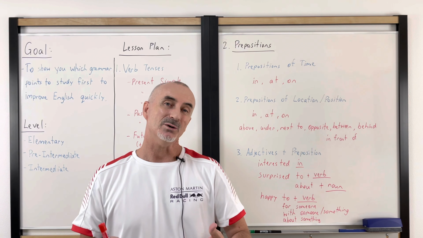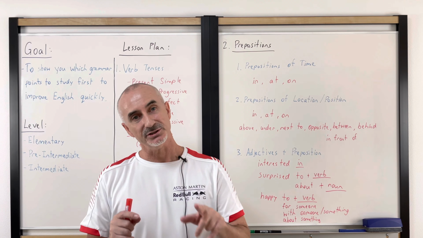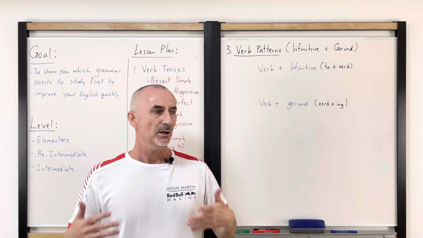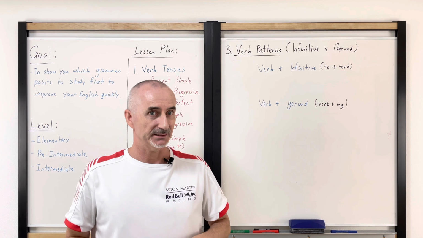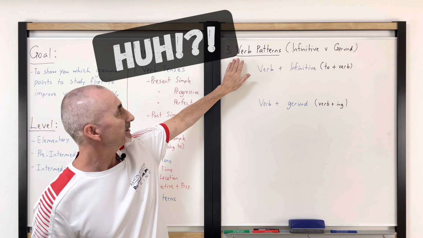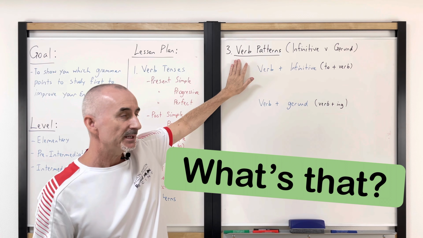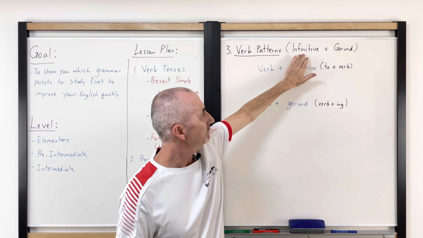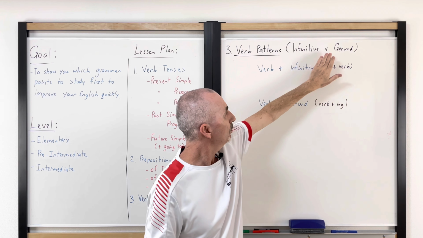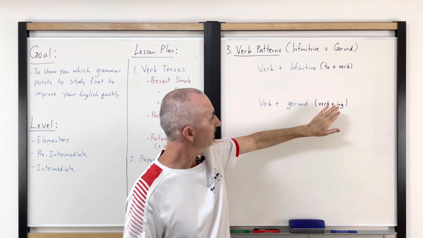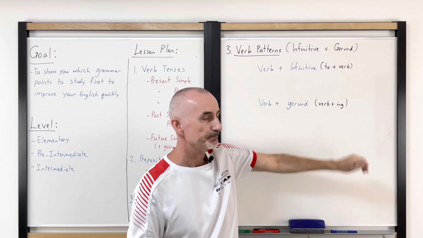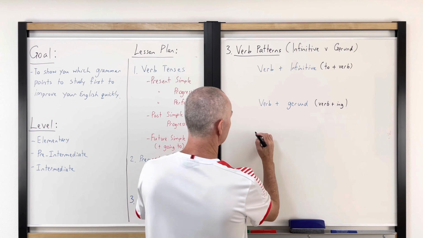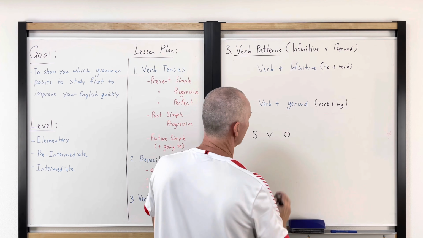So let's move on to the third area of grammar you should study first in order to improve your English quickly. Now, the next area where students make a lot of mistakes is verb patterns. What do I mean by verb patterns? I mean whether we use the infinitive, which is to plus the verb, or we use a gerund, which is the verb plus ing. Okay, so remember that basically English is a SVO language, right? SVO.